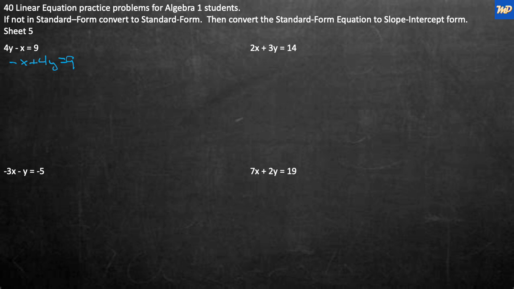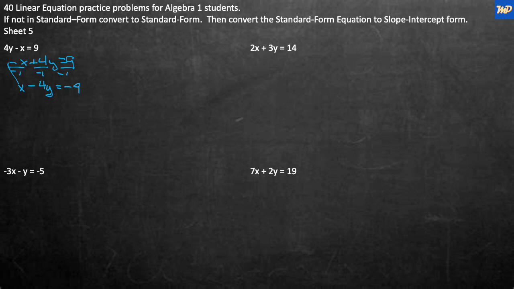We have to get rid of the negative sign. So we're going to divide everything by negative 1, negative 1, negative 1. And when we do that, these negatives are going to cancel. We're going to have x minus 4y, because we divide by negative 1 on that positive 4y. And that's going to be equal to negative 9. Okay, so now that's our new equation in the standard form.